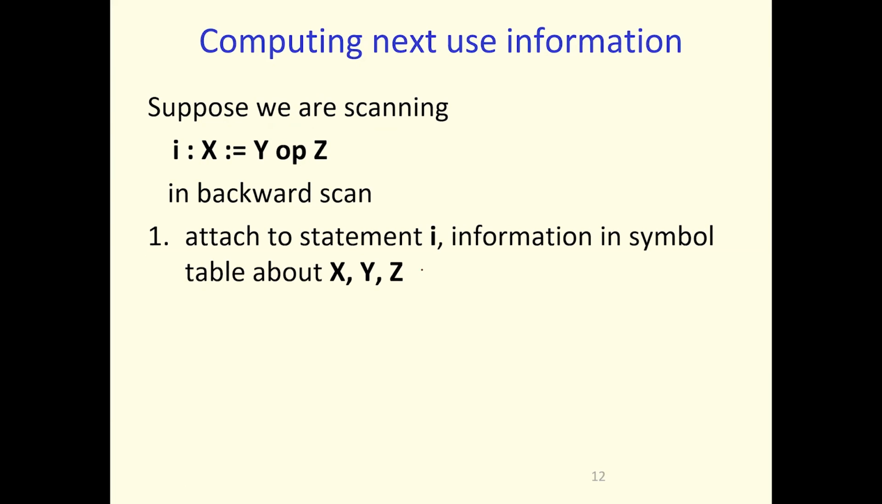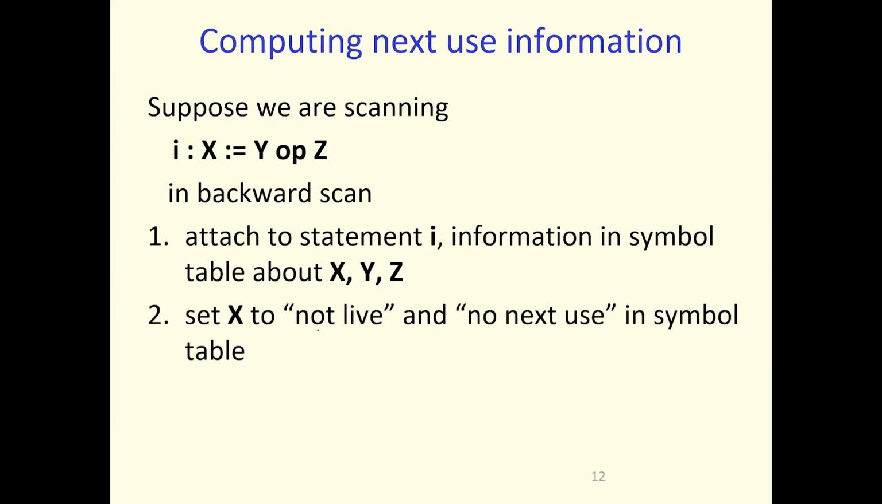So with statement I, we will store information about x, y, z. And we will set x to not live and no next use in the symbol table. Because x is getting redefined, any definition above is no longer live and it has no next use. And again, this ordering is important, because I could have x equal to x of z.